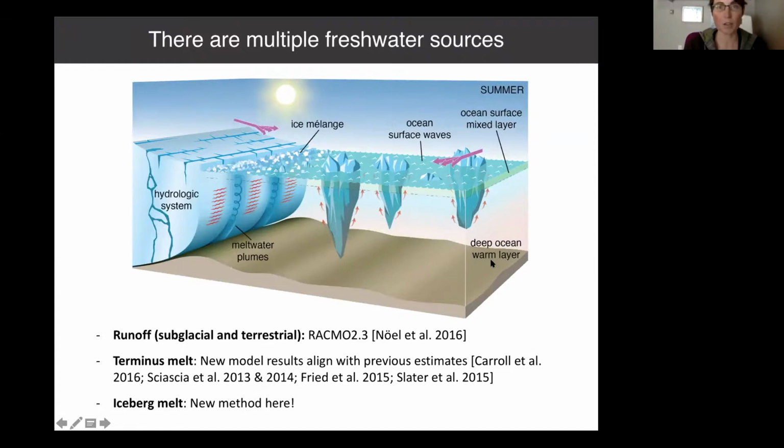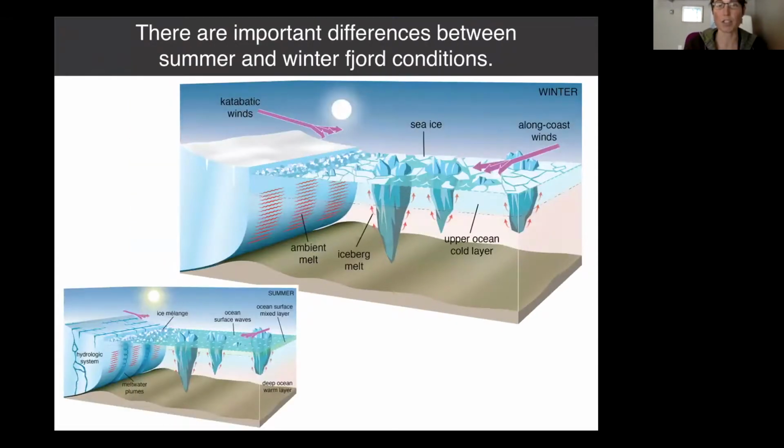And that's in contrast to what conditions generally look like in the fjord in winter, where we're losing most of our subglacial discharge and the terminus melt related to that. So we still have ambient melt contributing. The distribution of temperatures in the ocean changes, and I'll show you another plot of that later so you can get a better idea of what that looks like, but those look quite different from summer to winter.